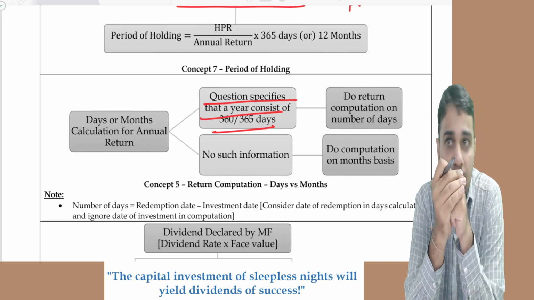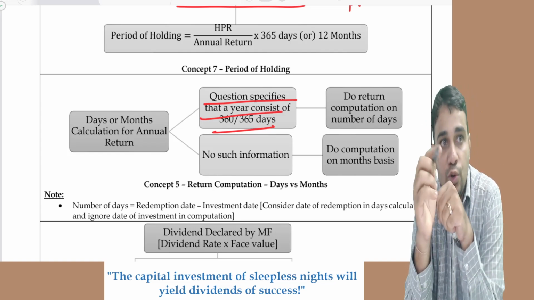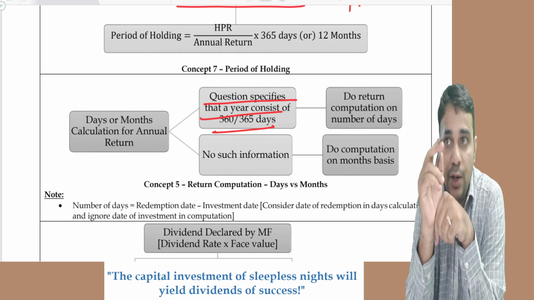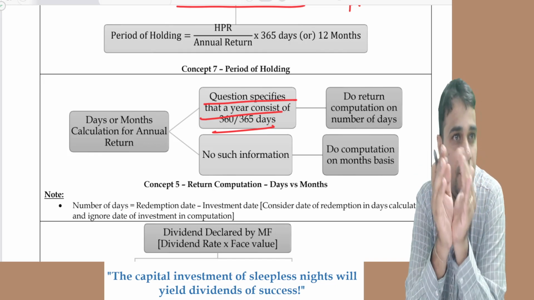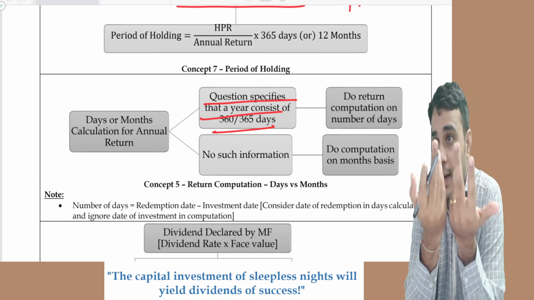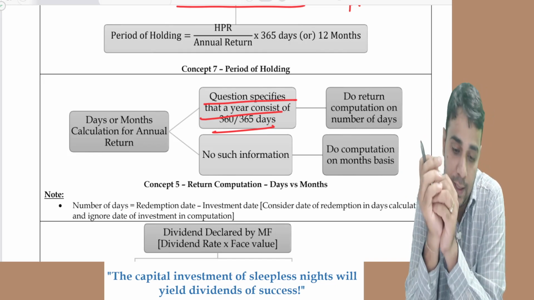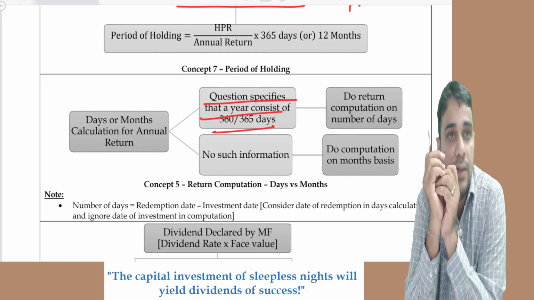Does this make any difference? To me, it doesn't make any difference in the practical world. Whether you do 365 by 30 or you do 12 by 1, broadly the answer will be very close. But still, from an exam point of view, what can I do? I can't do much.